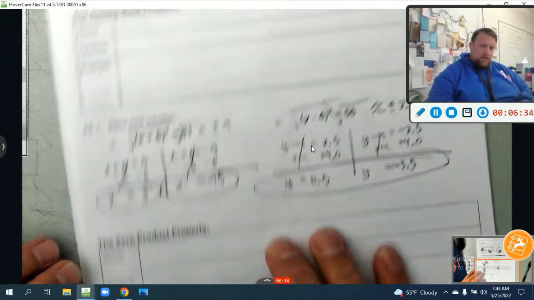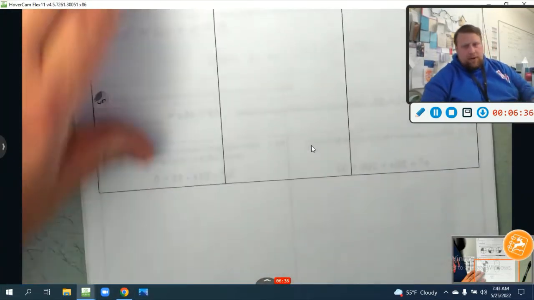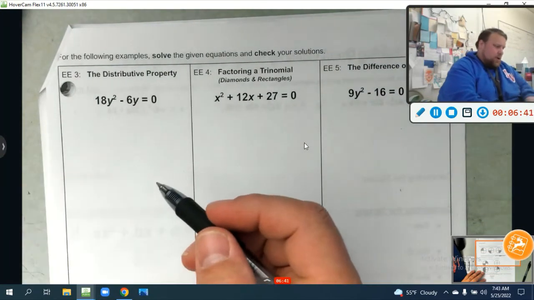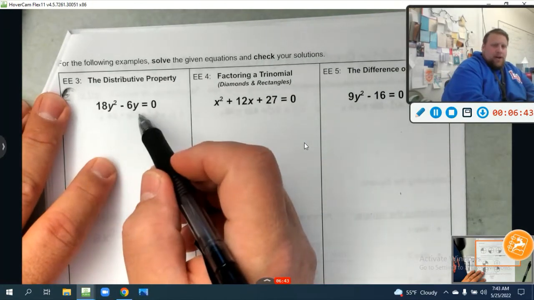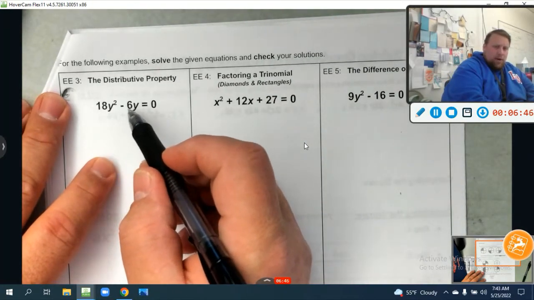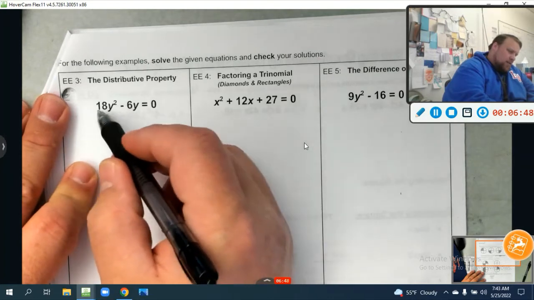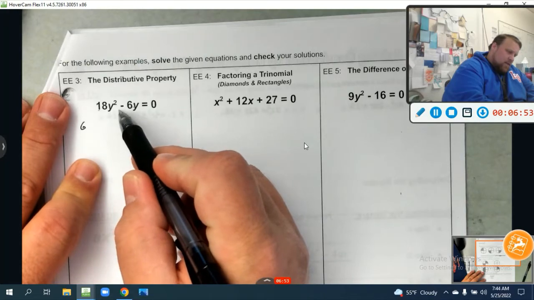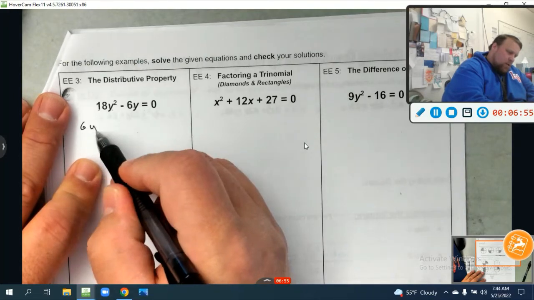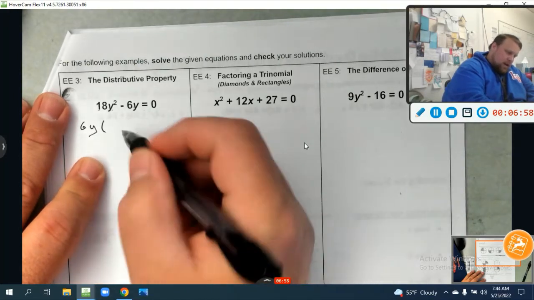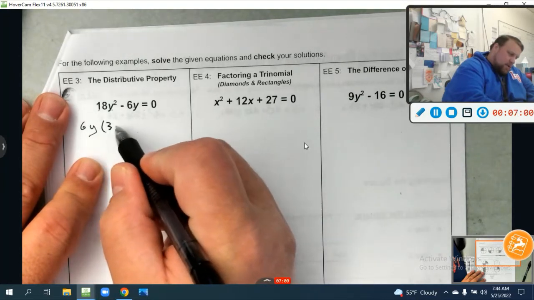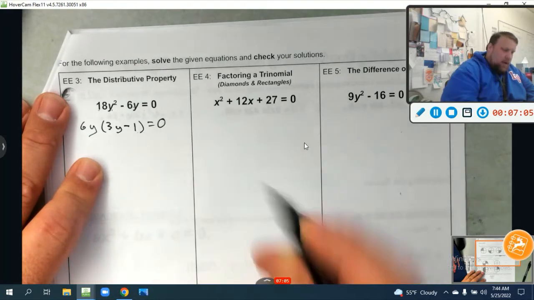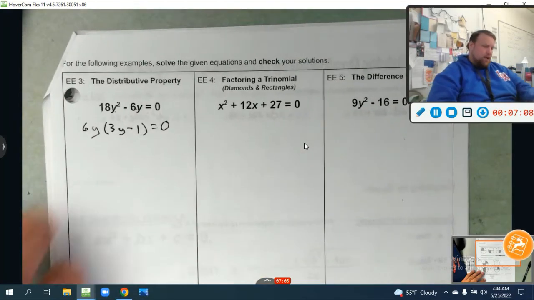All right, so we're going to turn to the back here. There's actually another property called the distributive property. It's kind of self-explanatory, but I do want to show it to you. So if we look right here, guys, what can we pull out of 18y squared minus 6y? Well, between 18 and 6, we can pull out a 6. And for y squared and y, we can pull out a y, so I'll be left with 6y times 3y minus 1 equals 0.